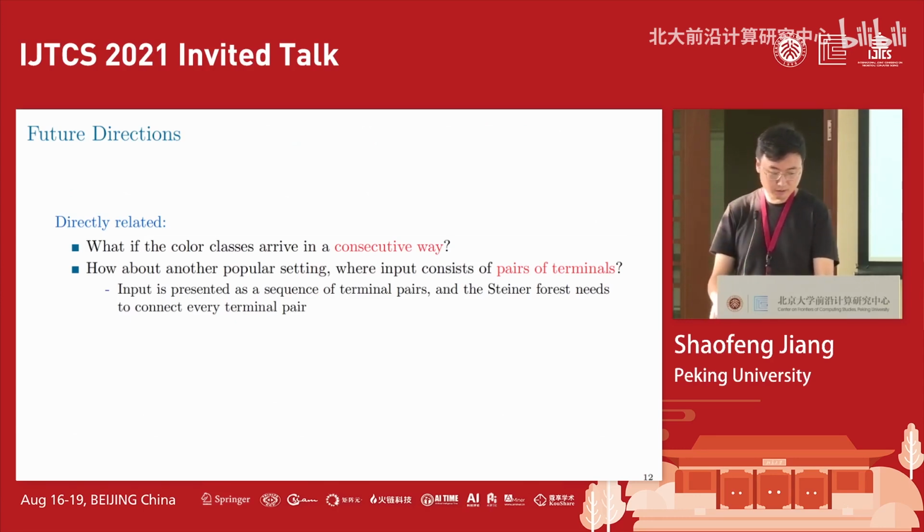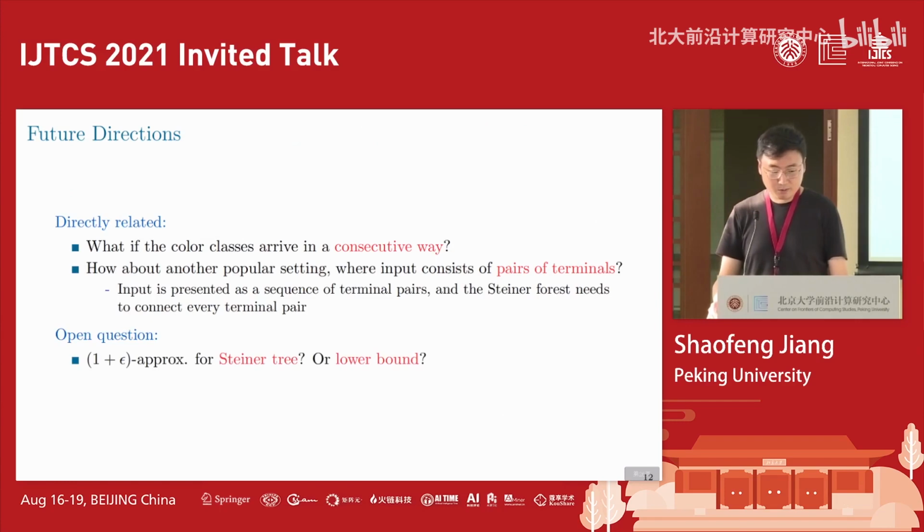Finally, I'd like to state the major open question here: whether there exists a 1 plus epsilon approximate polylog-space streaming algorithm for Steiner tree. Basically, our k equals 1 case. Thanks for the attention. That's all for my talk.